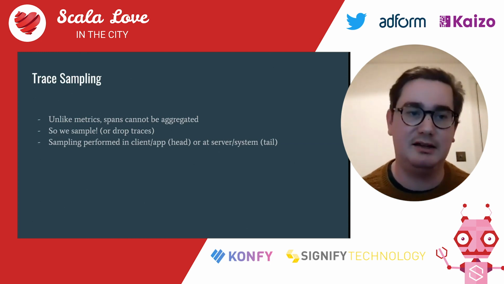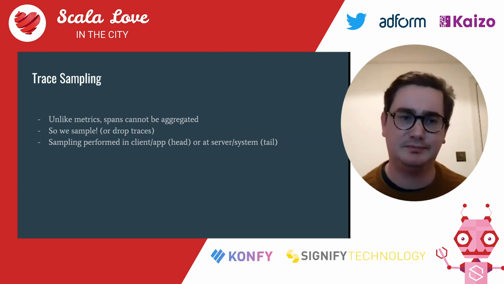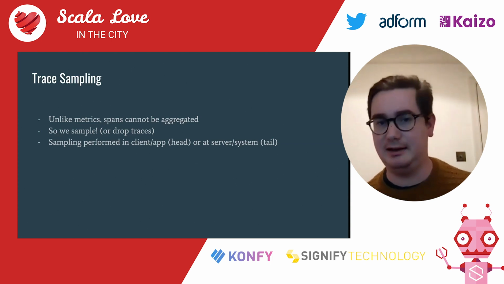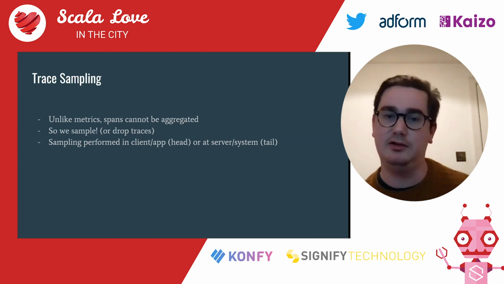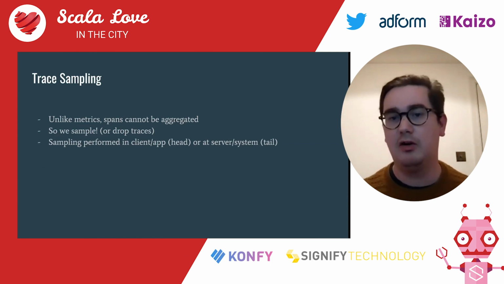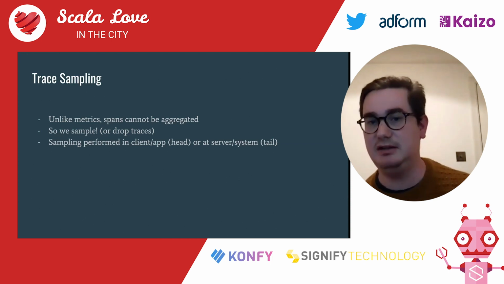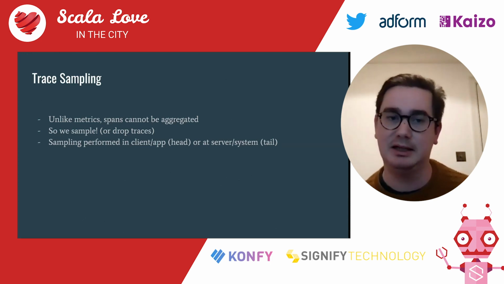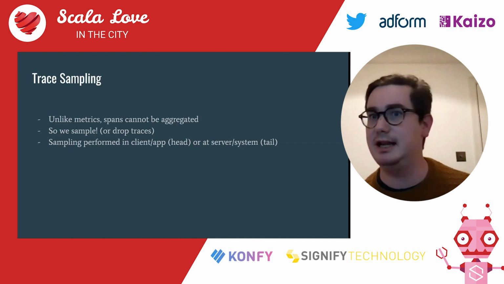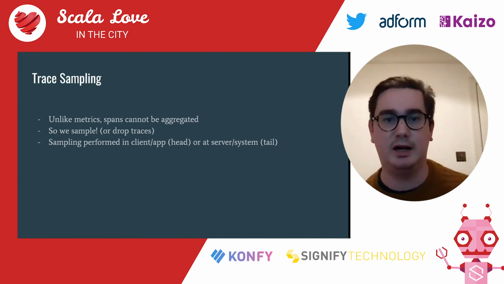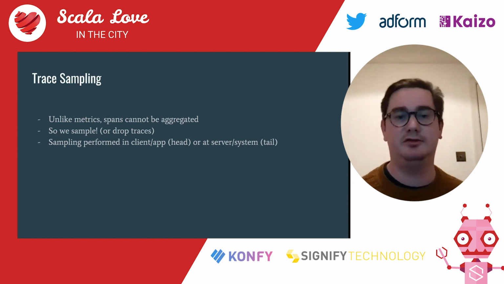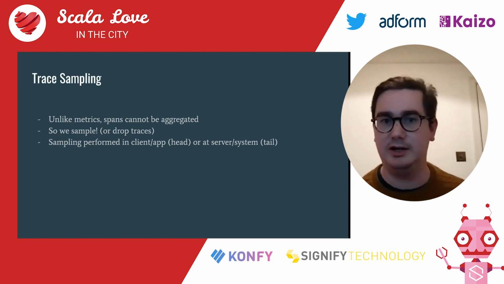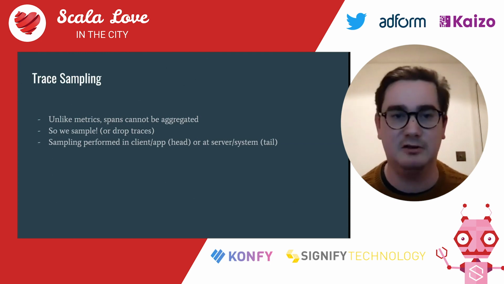But generally, there are a few different ways of sampling, and they're grouped into two types. Either in the client or app, and that's called head sampling, or in the server or system that receives spans, and that's called tail sampling. So if you're head sampling, you never send or trace the operation. But if you're tail sampling, then you will have traced the operation, but you choose to drop it later on.